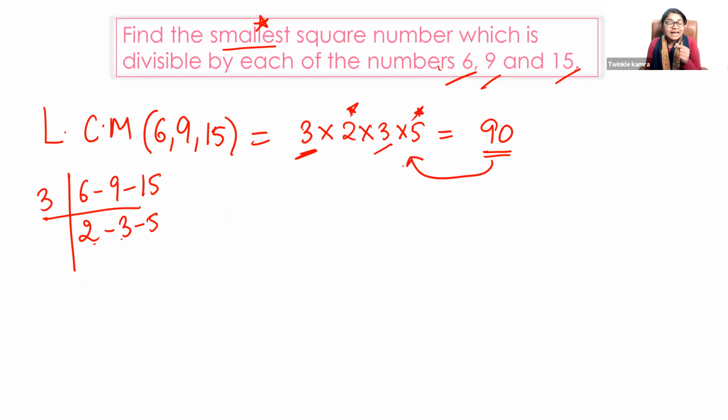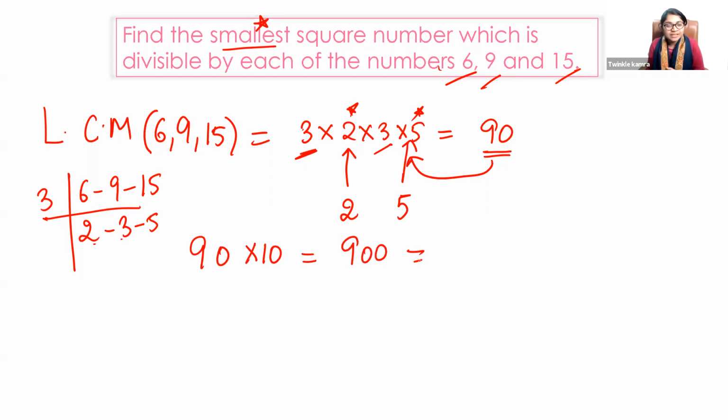अब क्या करना है? हमें इसको स्क्वायर बनाना होगा. Just remember, I need to make it a square. But how do I make it a square? See, if I give this 2, one more 2, if I give this 5, one more 5, I am done. That means अगर हम 90 को 10 से multiply कर दें, that means I'll get 900.